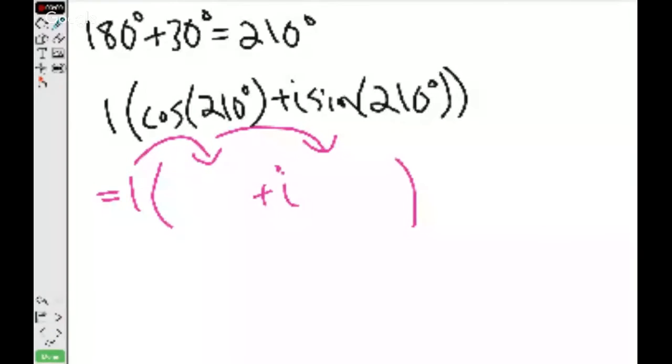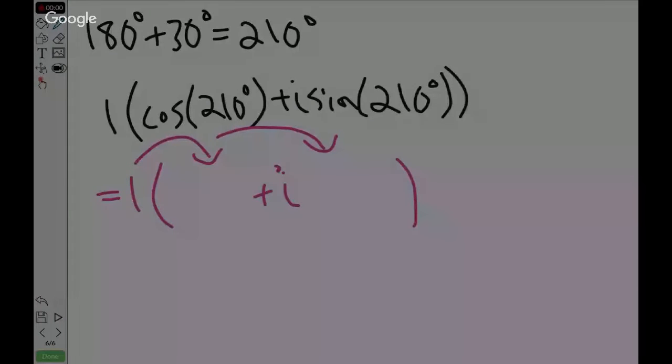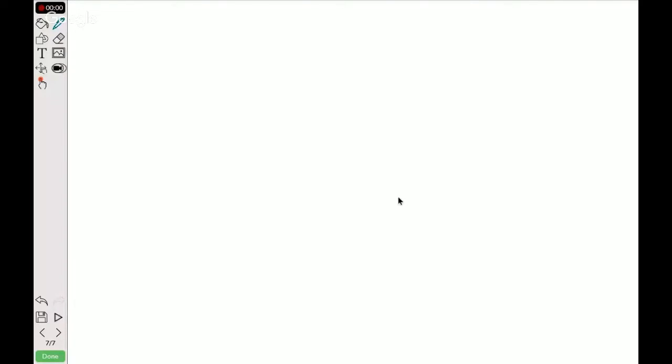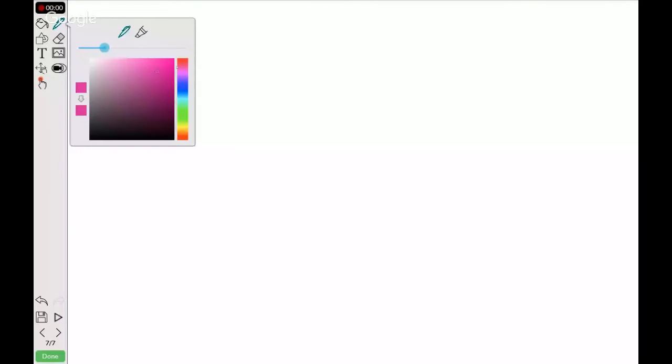So let me go back and look at this question. So someone said, can you show how it would work if it was 3 petals and the period was 2 pi over 3? So 3 petals and 2 pi over 3. Okay. So get that. Okay. So thank you for that question. That's a good one to look at.